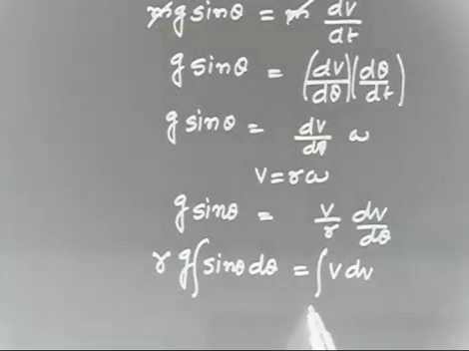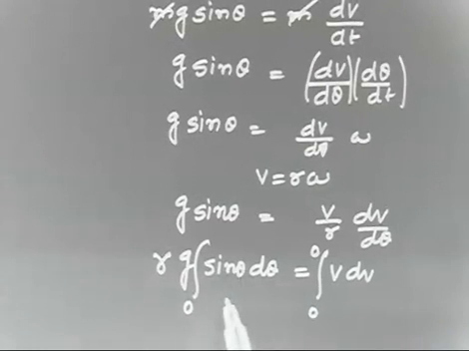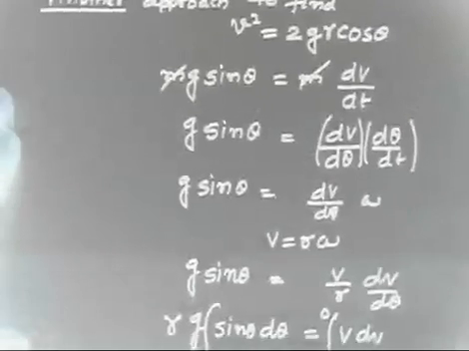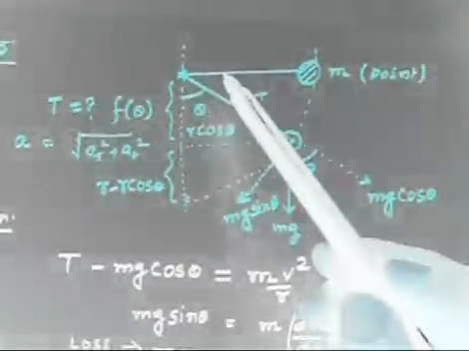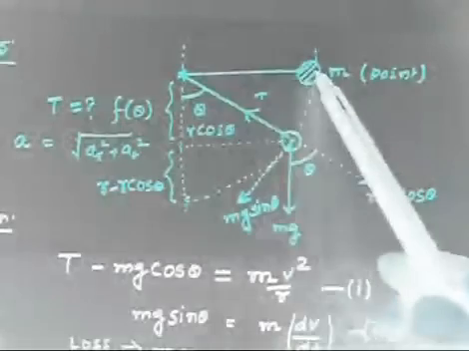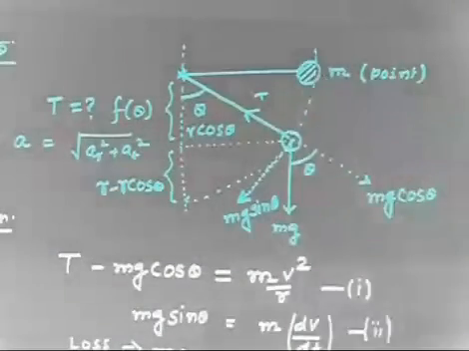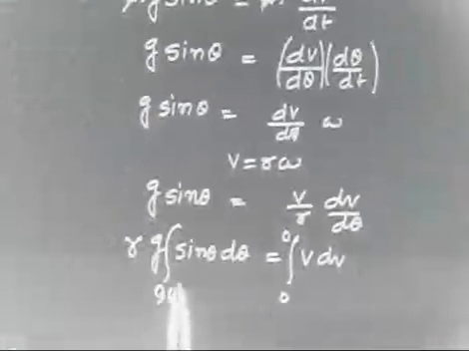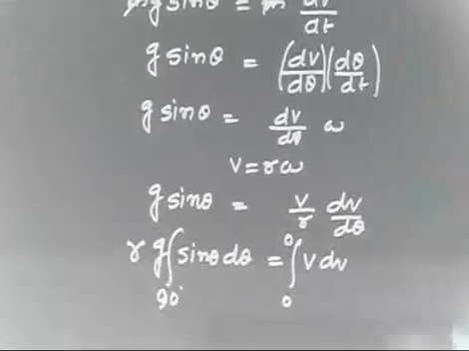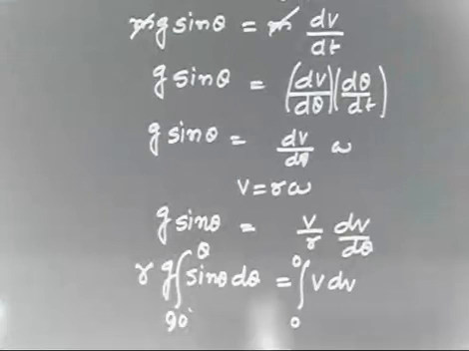So when theta is 0, velocity was 0. Here, theta is 90 degrees, somewhere here, the velocity was 0, because it is sent initially. So when theta is 90 degrees, velocity was 0. Now I have to find, when theta is theta, what is the velocity. So this is my target.